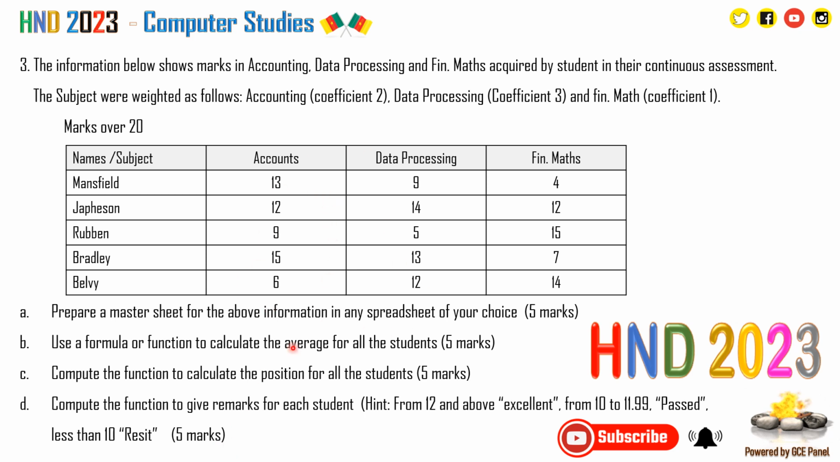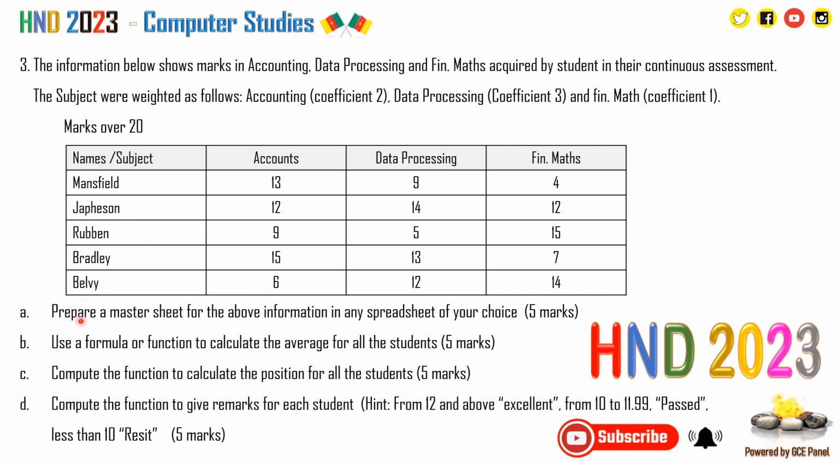So this is going to be done in Excel, as you already know. This is the simplest application you can use. Let me read the question again. The information below shows the marks in accounting, data processing, and financial maths acquired by students in their continuous assessment. The subjects were weighted as follows: accounting coefficient 2, data processing coefficient 3, financial math coefficient 1. And these are the marks of these 5 students on 20.